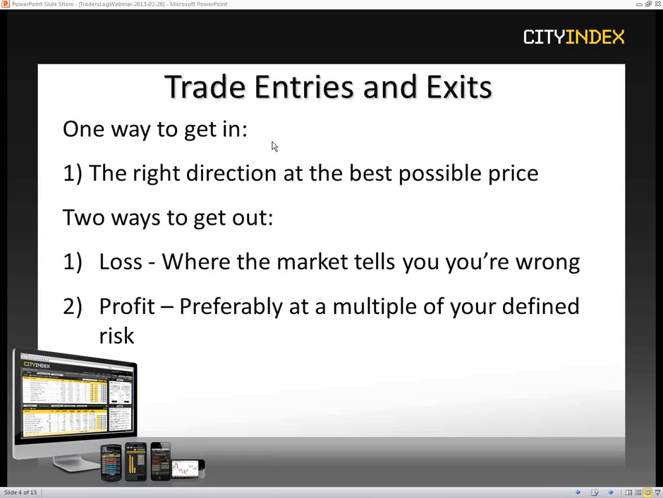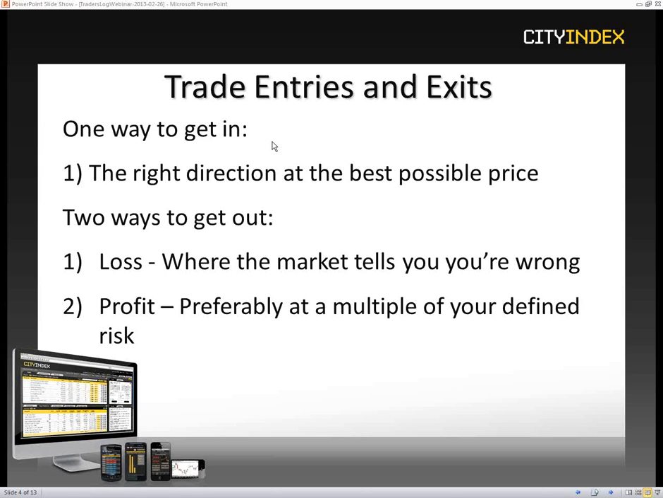And what is an optimal price? For me, it's right at or directly following a pullback, a retracement, a correction, whatever you want to call it. But that's essentially what I look for. So I'm looking to get in the right direction, which is with the prevailing trend, at the best possible price, which is usually on some type of a pullback, a retracement, or some type of a consolidation, and then a breakout from that consolidation or pullback. And I'll show all of this to you on the charts in a minute.